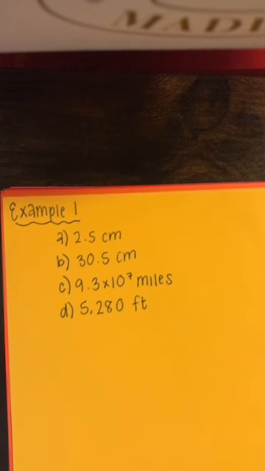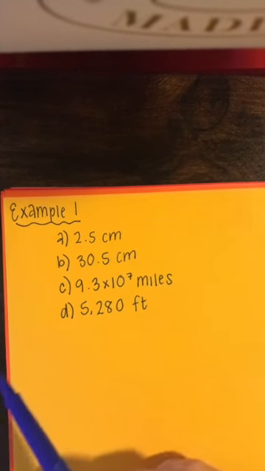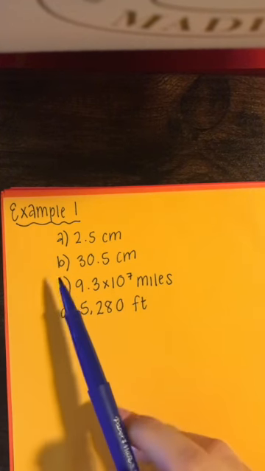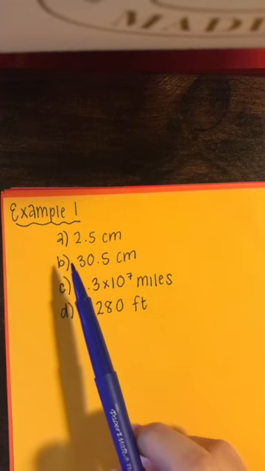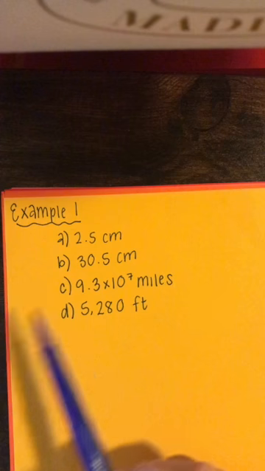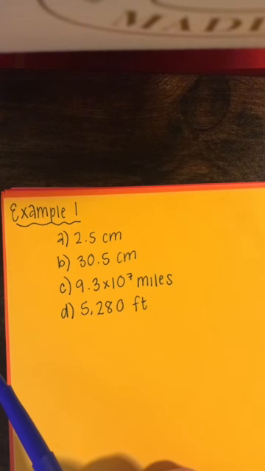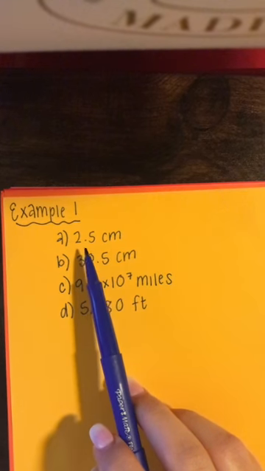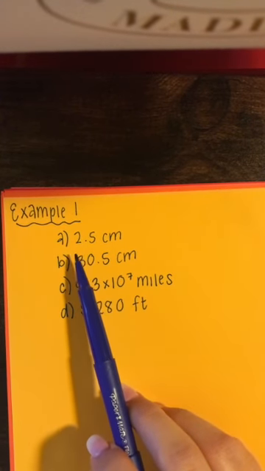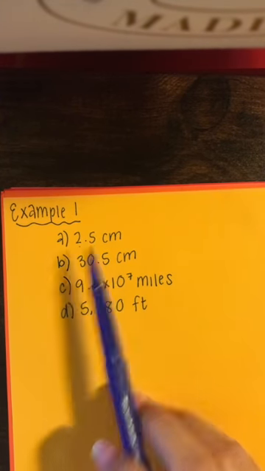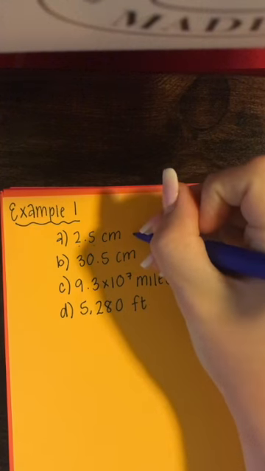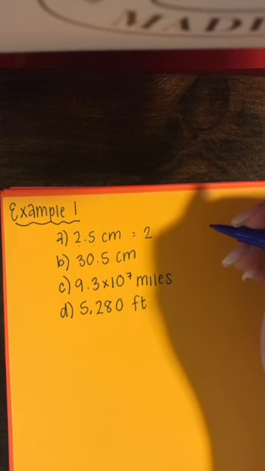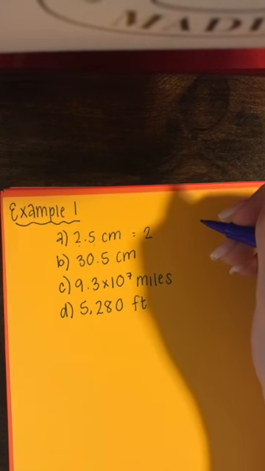So for example 1, we are going to state the number of significant digits in A, B, C, and D. If we look at A, we have the diameter of a quarter is about 2.5 centimeters. So here we are going to just count our non-zero digits. So we have 1, 2. So this is 2 significant digits.